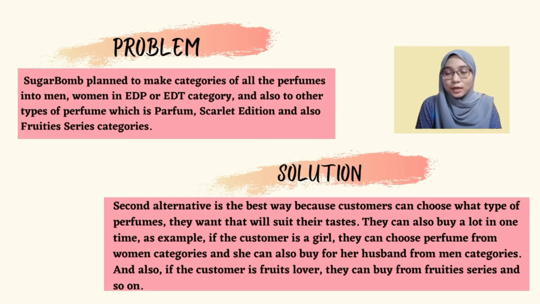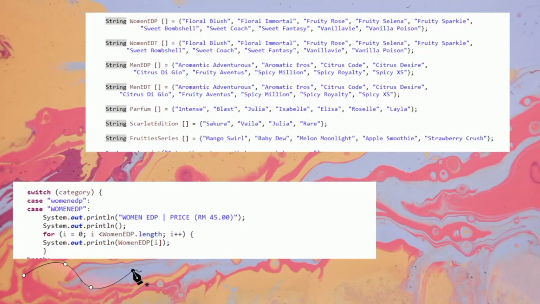Perfumes are widely used by people from all over the world from different ages, genders, and also cultures. Nevertheless, customers find it difficult to make a choice of perfume because they have to choose what category of perfume that they want to buy. So the Sugarbuy online shop system needs to set up the category of perfume, such as women, men in eau de toilette or eau de parfum category, Scarlet Edition category, and Fruity Series category, which is suitable for all people to choose. So here is my coding.